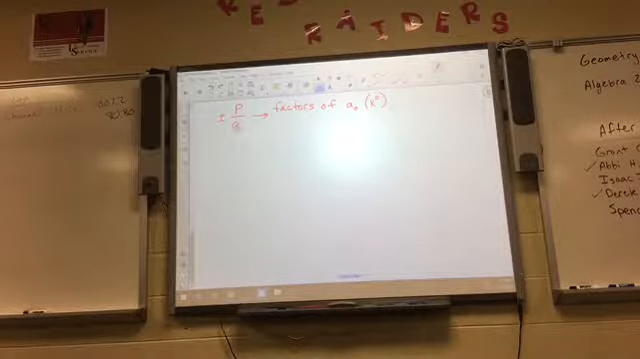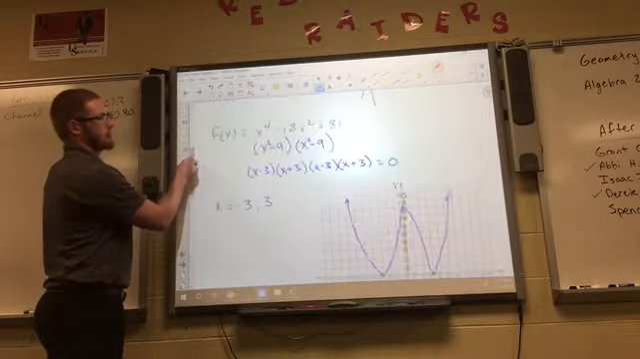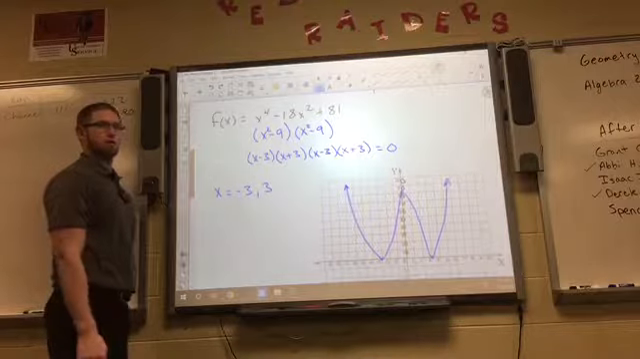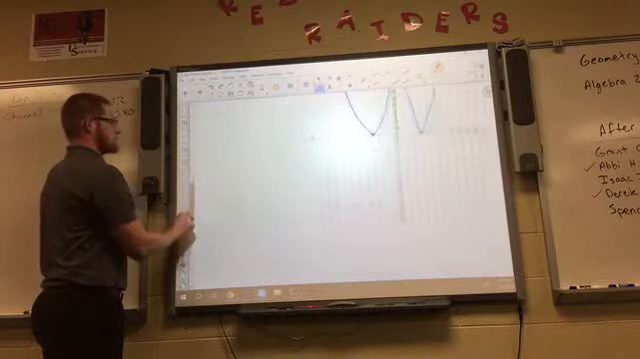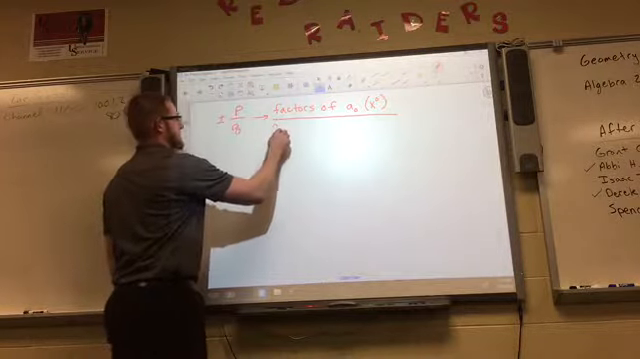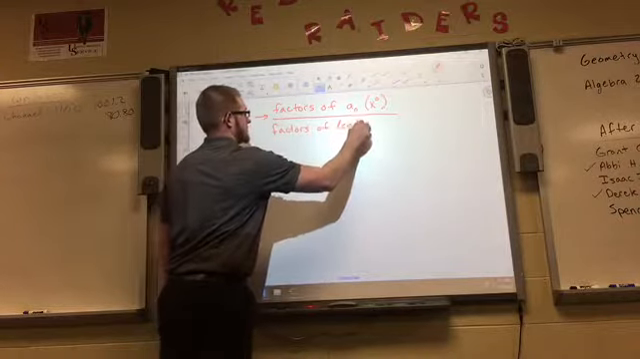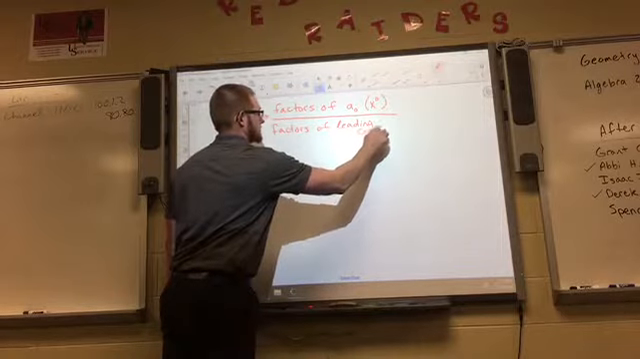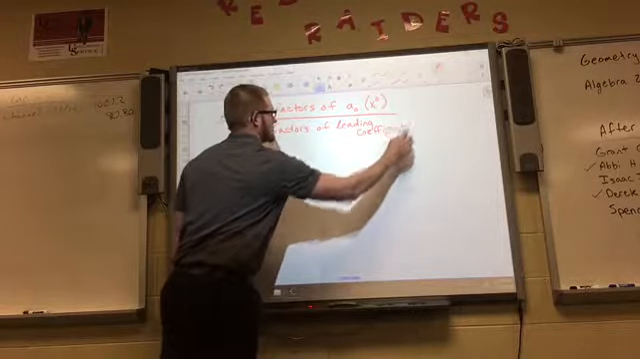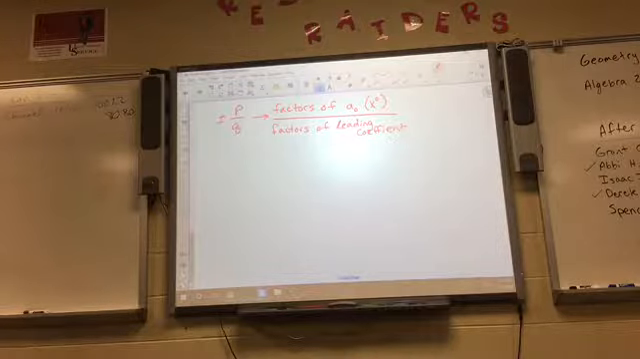So it's going to be factors of that number. In this previous problem we just did, that number would be 81. It's always going to be your n number, A sub 0. On the bottom is going to be the factors of your leading coefficient. And when I say factors, I mean like factors of 6 are 1, 2, 3, and 6, right?